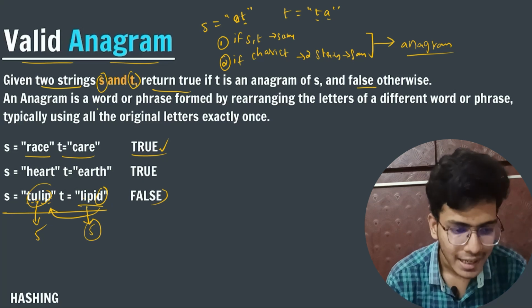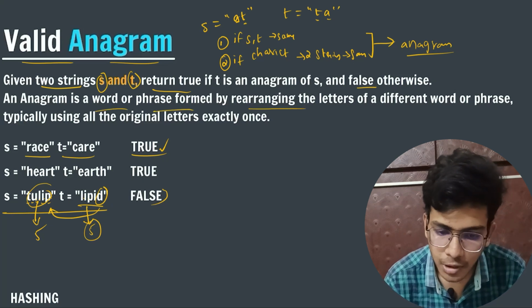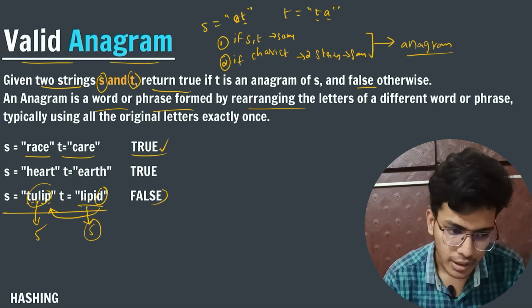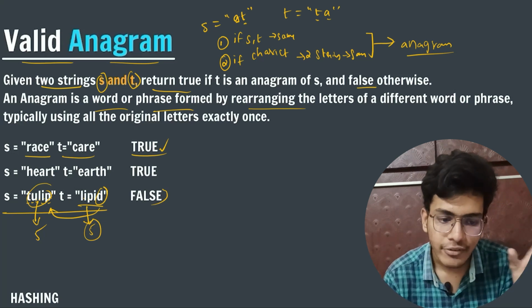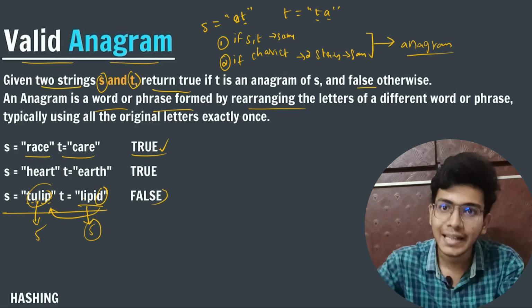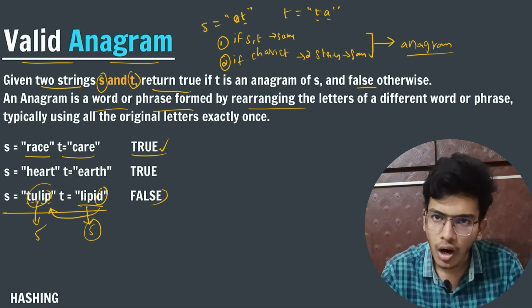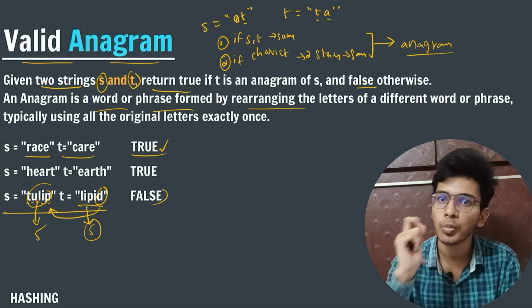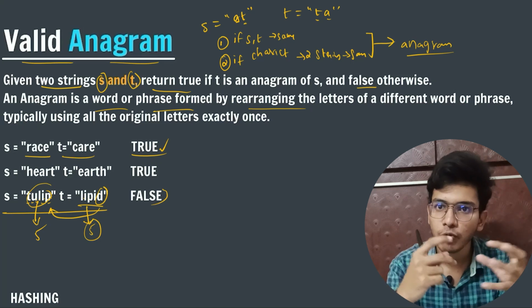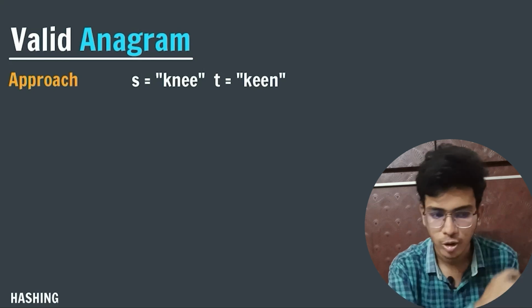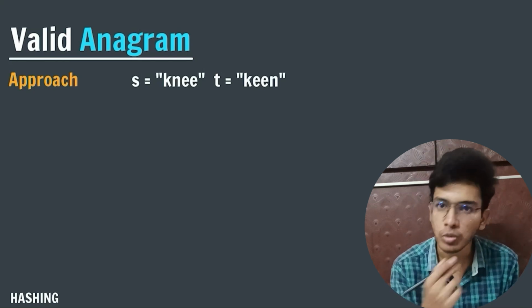So an anagram is a word or phrase formed by rearranging the letters of different words. So rearrangement will happen, and if all the characters used in the first string are repeated in the second string irrespective of the order, then it will become a valid anagram. I hope you have understood what is a valid anagram and what is an invalid anagram. Now let us talk about the approach of this question, how we are going to solve it.